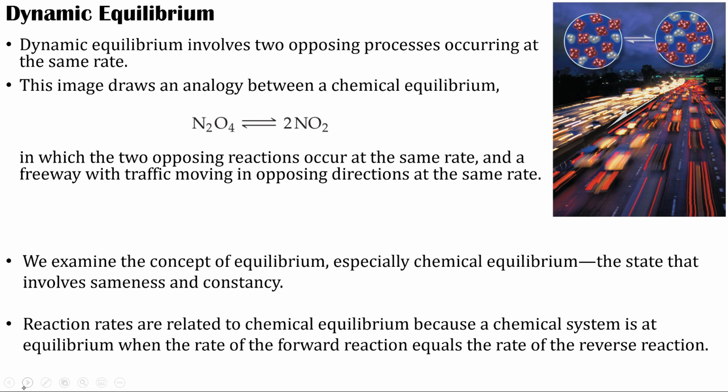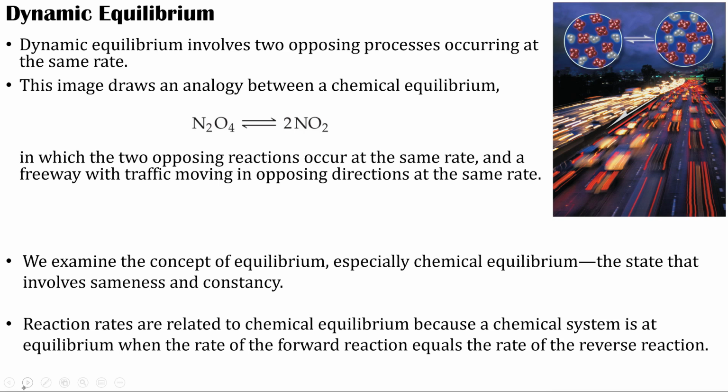The image that they show there is showing a highway with a bunch of cars traveling one direction and a highway with a bunch of cars traveling the other direction. They're trying to say that that's a type of equilibrium. While I understand the analogy, I don't think it's a very good one. Something reaches a chemical equilibrium when the rate of the forward reaction equals the rate of the reverse reaction.